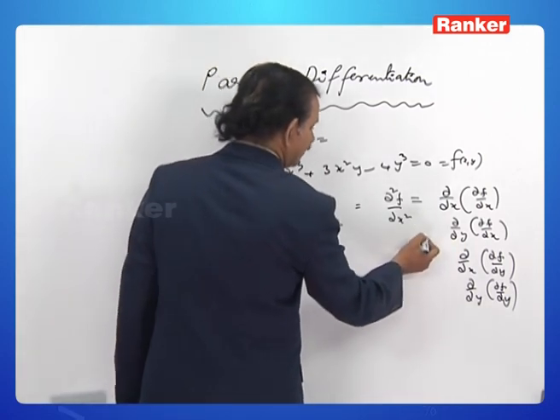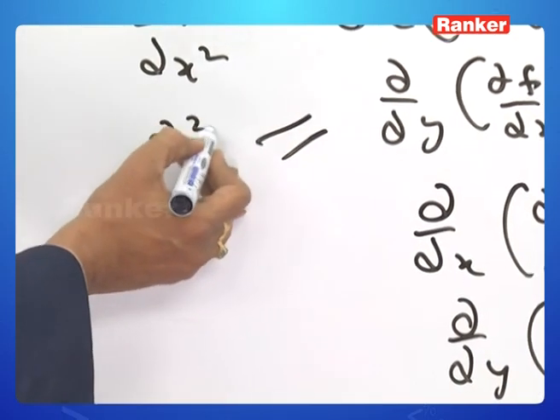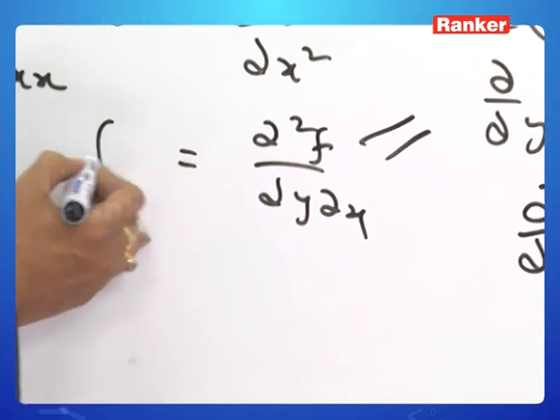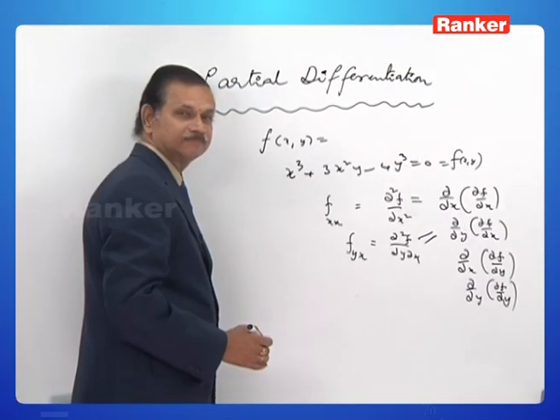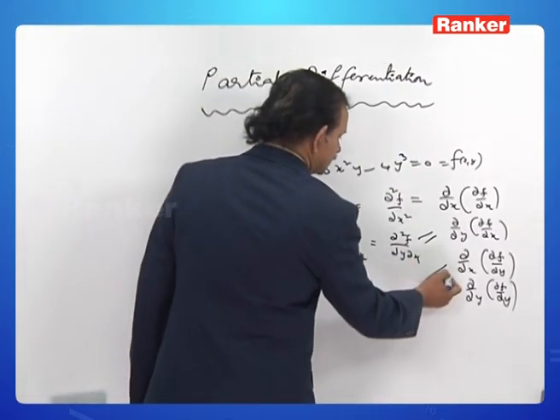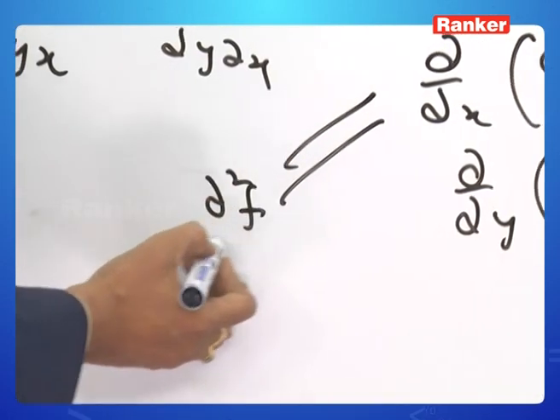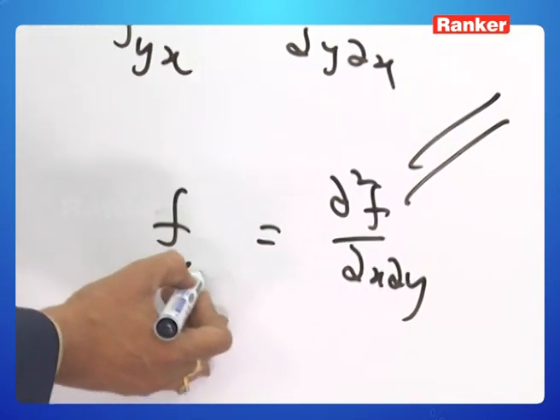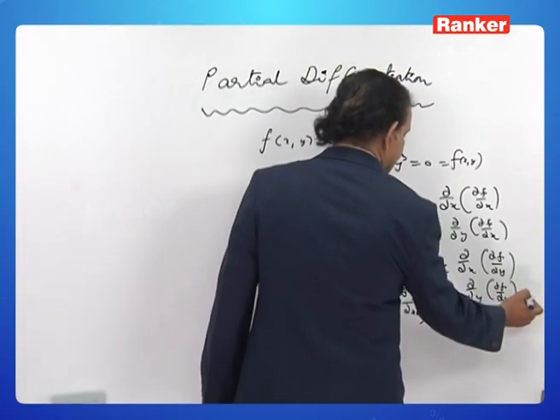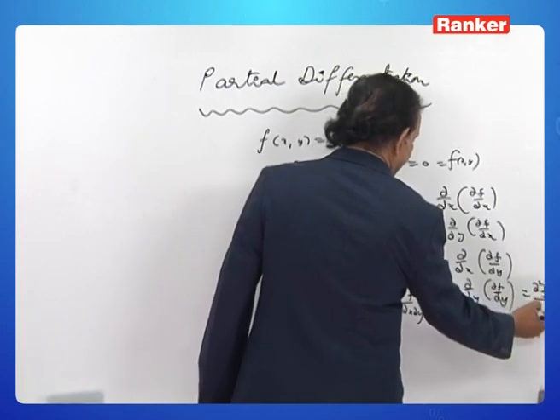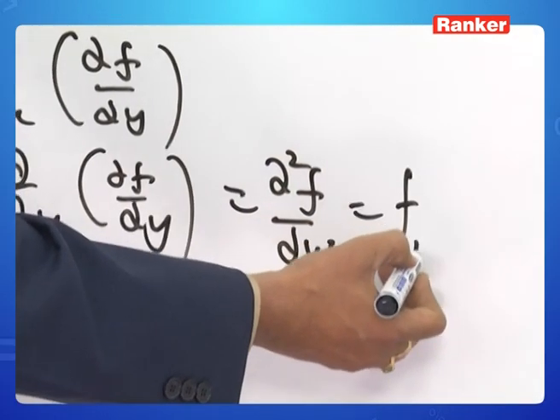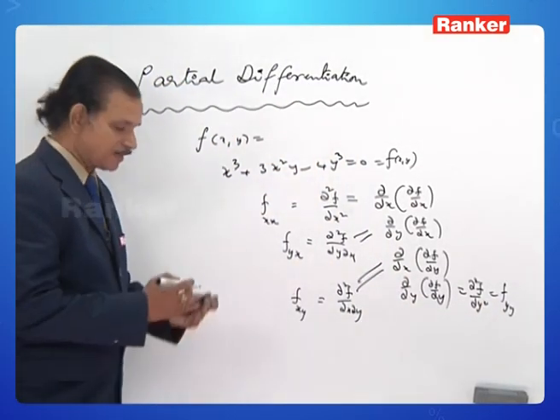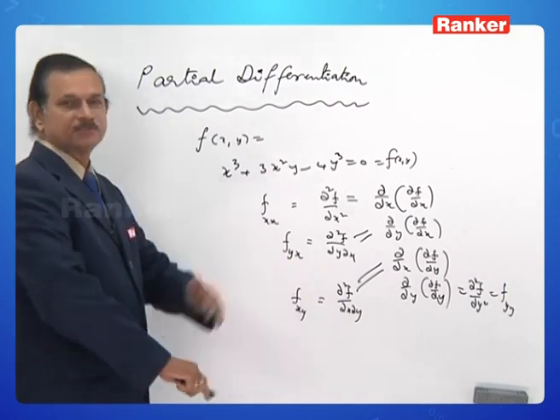This is also denoted by dou square f by dou y dou x. It is also denoted by fyx. This is dou square f by dou x dou y, this is fxy. And this is dou square f by dou y square or fyy. These are the ways in which we represent these respective partial derivatives.